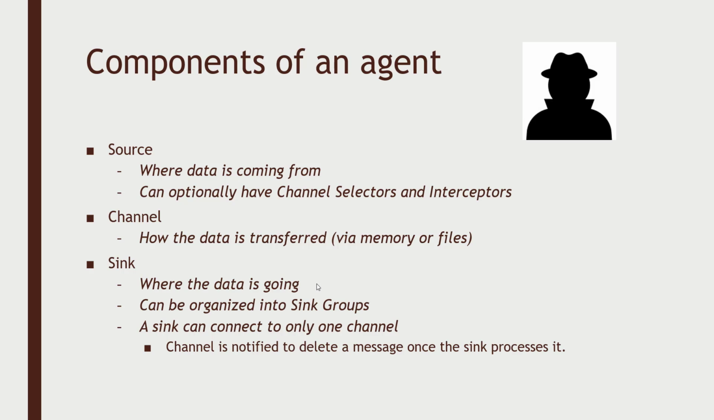So Flume does not hang on to your messages or your events, if you will, any longer than it needs to. As soon as your sink processes it, it throws it away. Okay? So that's one of the primary differences between Flume and Kafka. Kafka is a little bit easier to set up if you have data going to multiple different places that might be pulling it at different rates. You can do that with Flume, but it's a little bit more tricky.